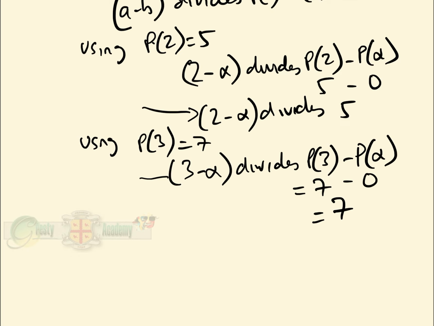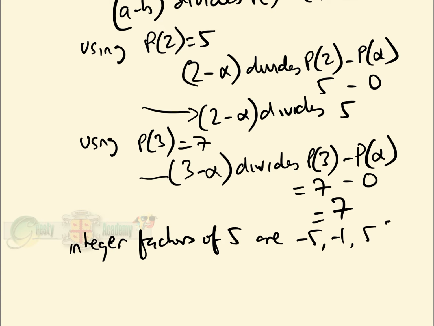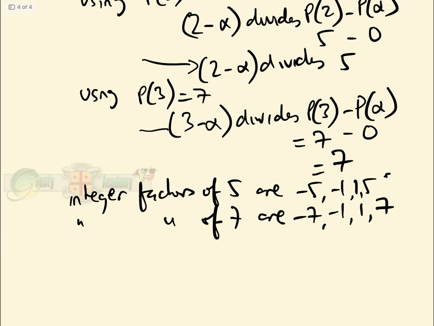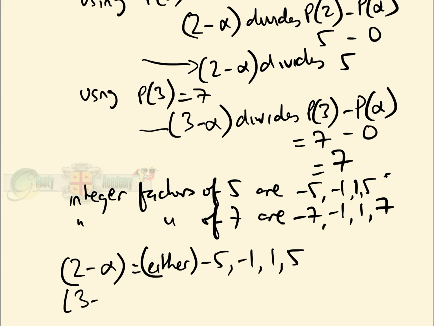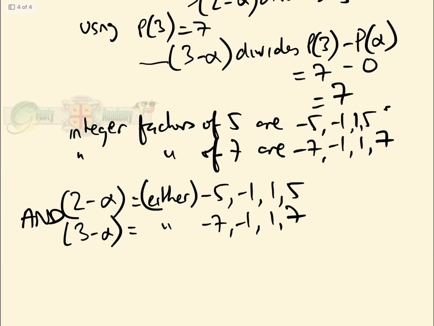The integer factors of 5 are minus 5, minus 1, 1 and 5. And the integer factors of 7 are minus 7, minus 1, 1 and 7. So we know that 2 minus alpha is either minus 5, minus 1, 1 or 5, and 3 minus alpha is either minus 7, minus 1, 1 or 7. And both of these have to be true.